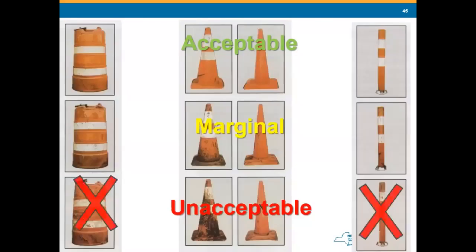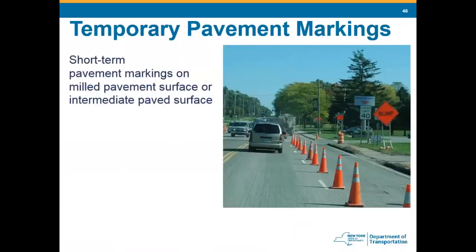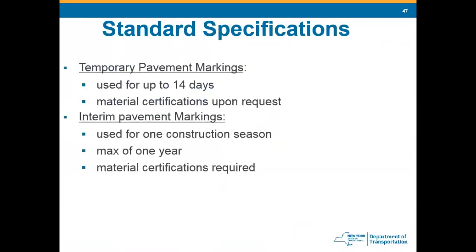This is another example from that pamphlet that I showed you, the quality guidelines from ATSSA. Again, it's a great book. Temporary pavement markings. Short-term pavement markings on milled pavement surfaces and intermediate paved surface. That's what's being shown here. Temporary pavement markings, up to 14 days. Material certs on request. Interim pavement markings, 1 season with a max of a year. And the certs are required.